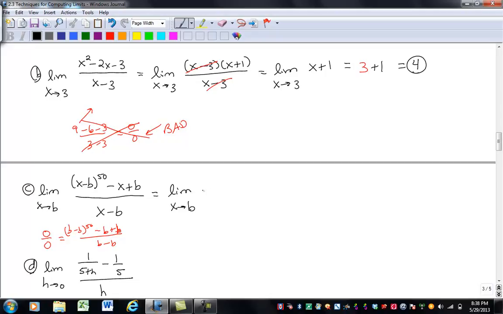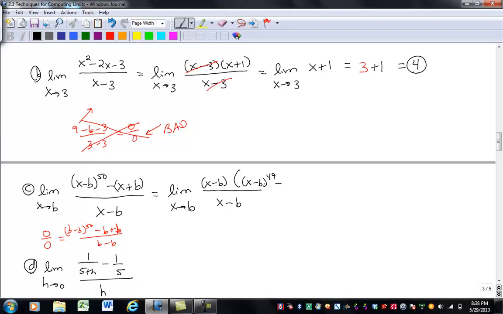So when I cancel this, I need to get an x minus b factored out of the top. So that's what I'm going to do. I'm going to factor out an x minus b because that's what I want to cancel. Well, there are 50 x minus b's in this first term. 50 of them. I canceled one out. So there's only going to be 49 x minus b's left. This is an x minus b in itself. So this is a negative x plus b.